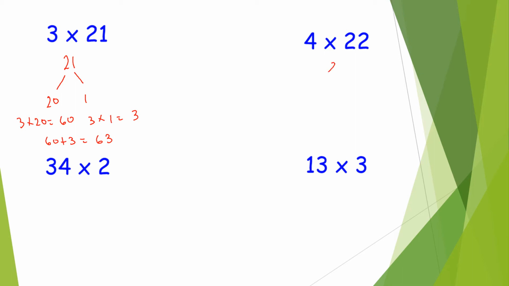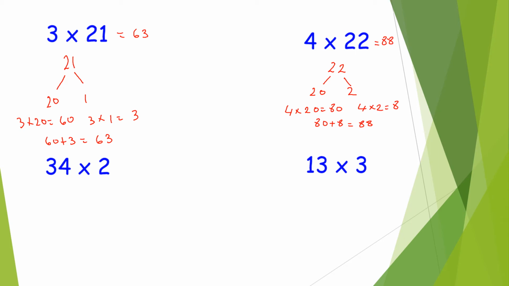Let's now move to 4 times 22. Again, we're going to partition 22 into 20 and 2. We're going to multiply the 20 by 4. So 4 times 20. And remember, 4 times 2 is 8, and because we're multiplying by 10, it's therefore 80. And then 4 times 2, which equals 8. We add them together, the 80 add 8 equals 88. Let's put the answers at the top so we can see. So 3 times 21, the answer was 63, and 4 times 22, the answer is 88.